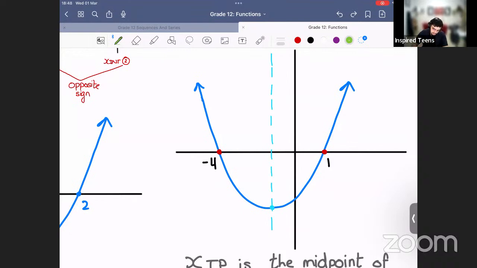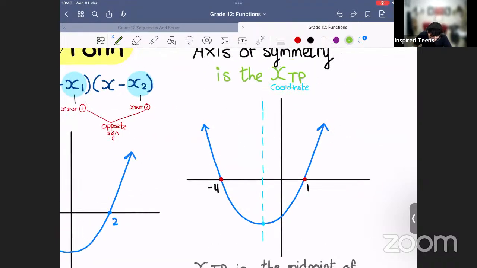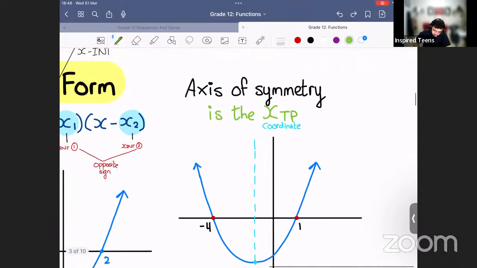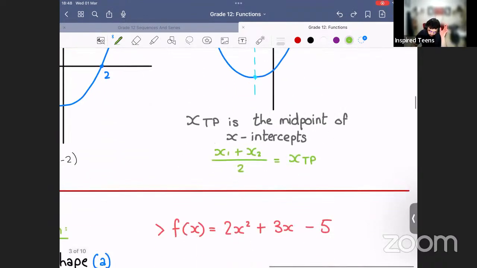Now, the x coordinate of that turning point actually creates a vertical line of symmetry. Remember symmetry, if you ever did it in lower grades, they used to make you fold papers and then the lines would touch. Similarly, in this case, if you folded the paper along this line, these sides would touch one another. Symmetrical. We're just confirming that it is an axis of symmetry. It creates symmetry between the two; if you fold it, they'll touch each other. So why is that important? We'll get to that in a bit.